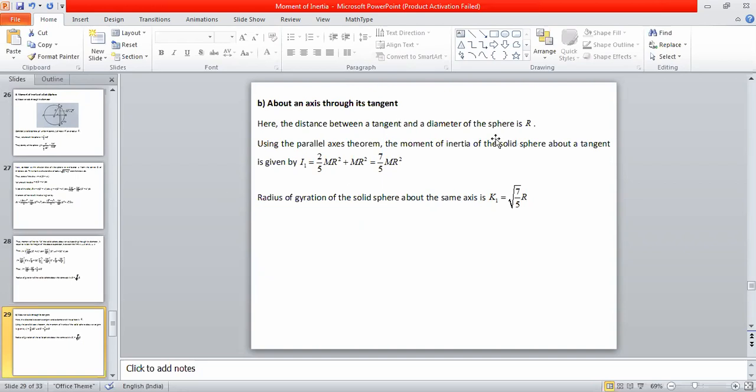According to the parallel axis theorem, the moment of inertia about any axis must be equal to the moment of inertia about the center of gravity, which is 2 by 5 times mr square, plus mass into the square of the distance. The distance between the diameter and the tangent is the radius itself, so this becomes mr square. So 2 by 5 mr square plus mr square. Take the LCM, and 2 plus 5 is 7. It becomes 7 by 5 times mr square. And the respective radius of gyration is, of course, the square root of 7 by 5 times r.